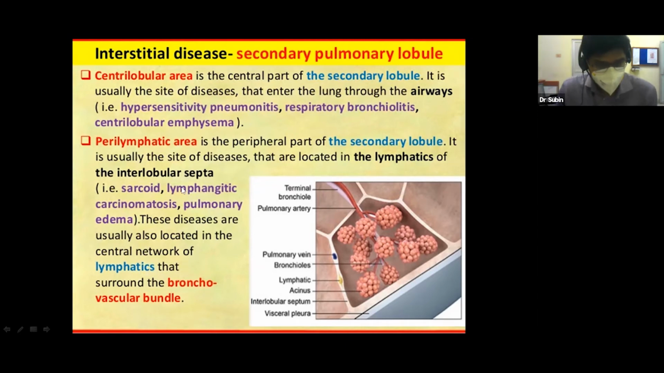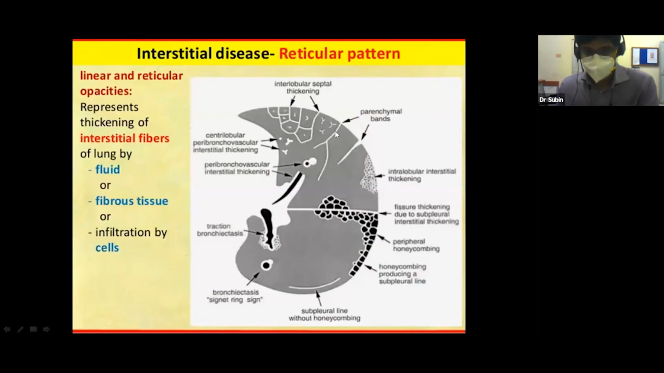For example, hypersensitivity pneumonitis and respiratory bronchiolitis can have a centrilobular appearance of the pathology. And things like sarcoidosis or lymphangitis carcinomatosis have this interlobular pattern. Even pulmonary edema involves the lymphatics, so this region will be involved. So that is one thing that we look at in interstitial disease.